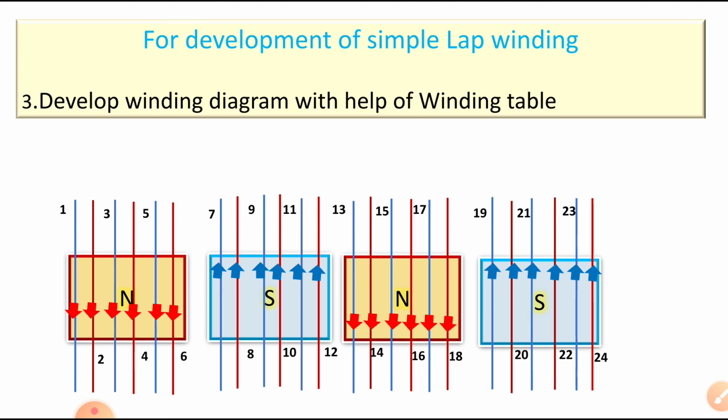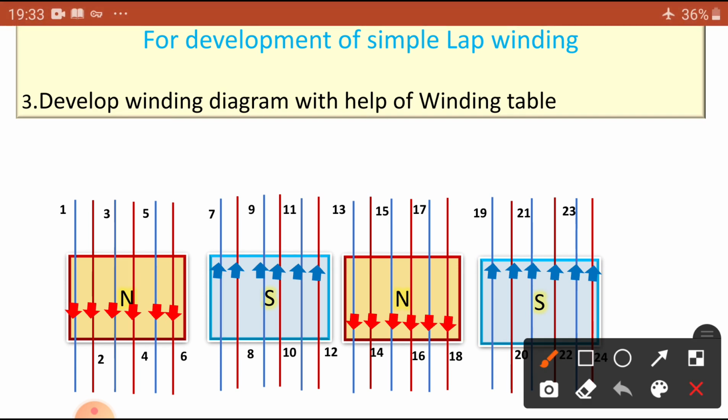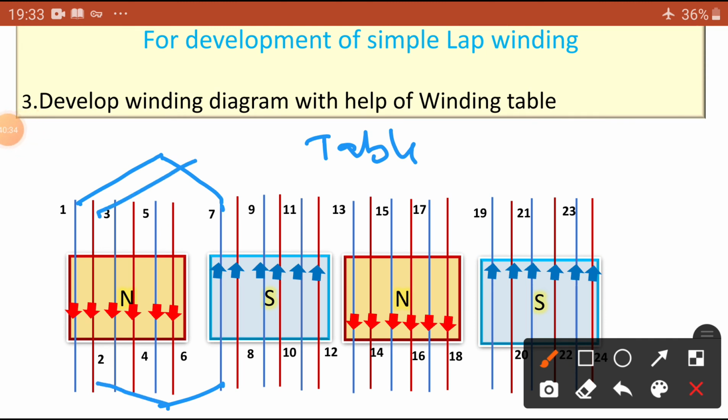So this is ready. Now let us connect these conductors. So what is after this? We are going to connect the first conductor with our back pitch, the seventh conductor. Okay, for that purpose I require the table. By seeing the table, you just connect the conductors. So next is connected here. Based on the table, you are going to connect it. Keep the table by the side and connect the end connections and the back connections.